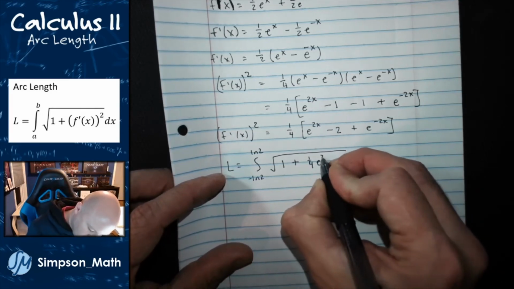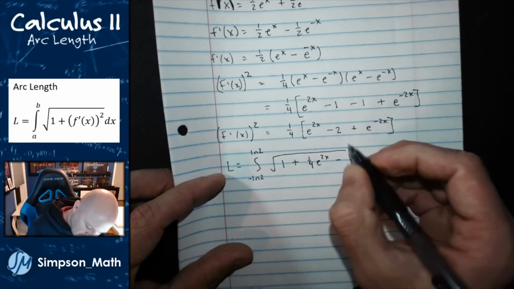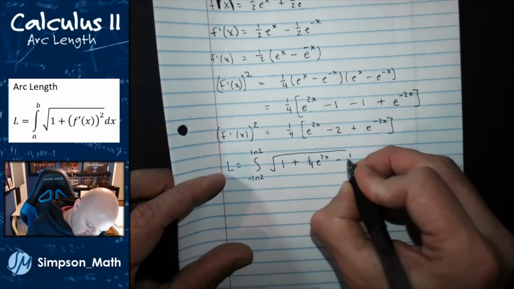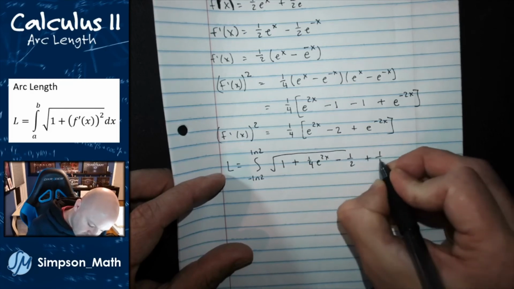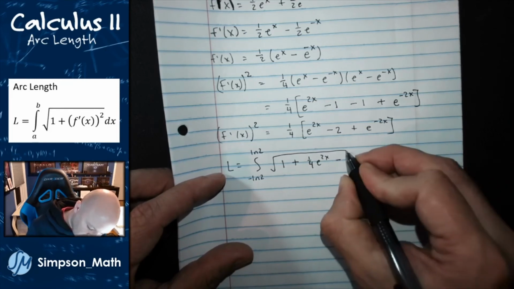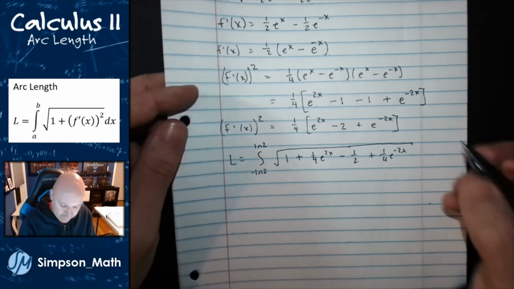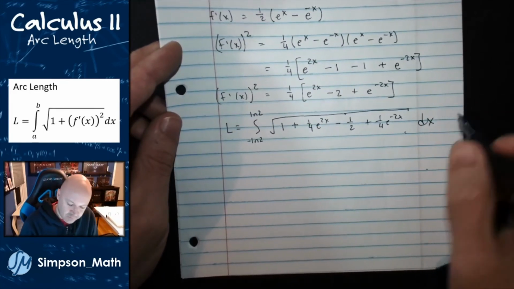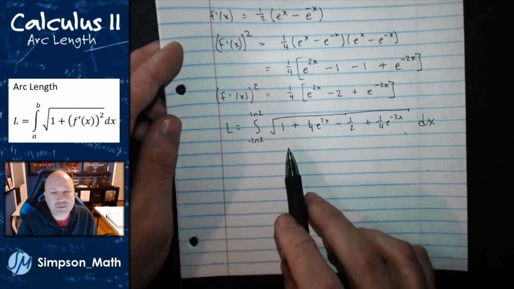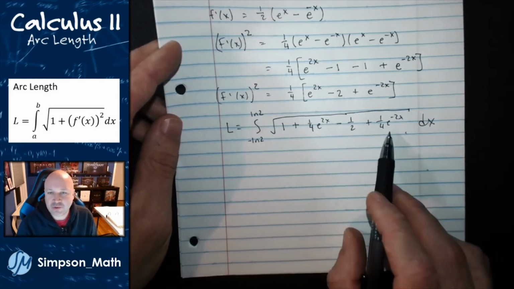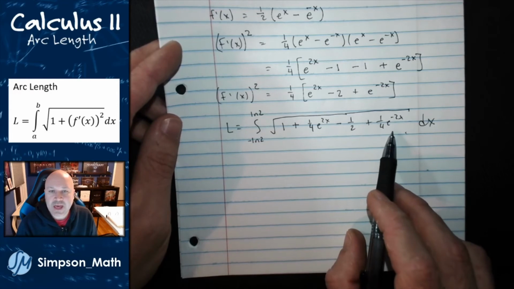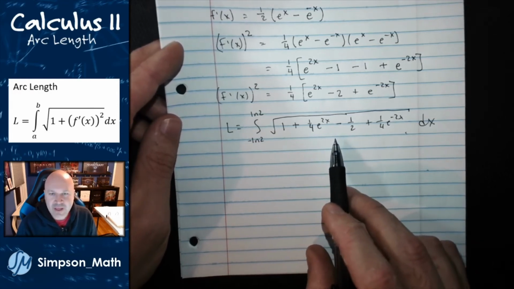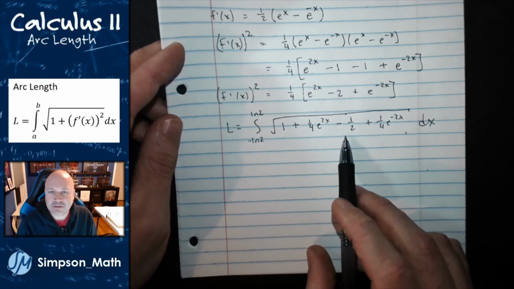So 1/4 e to the 2x minus 2/4, which is negative 1/2, plus 1/4 e to the negative 2x, with respect to x. All I did was add 1 to this and distribute those fourths. Now I can sum. 1 and negative 1/2 would be a positive 1/2. I'm going to keep it in the middle.